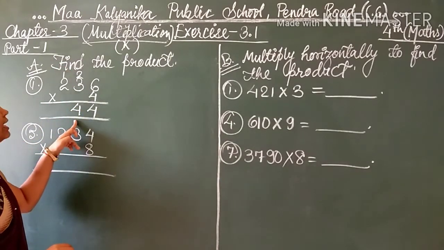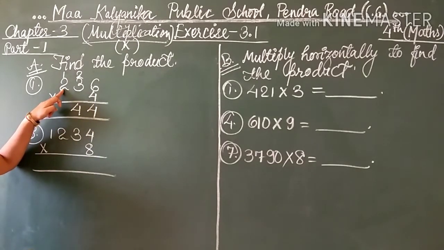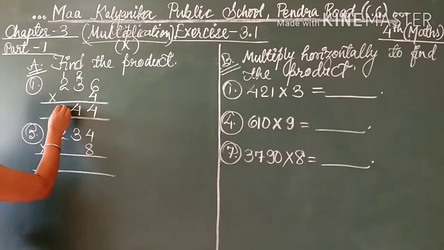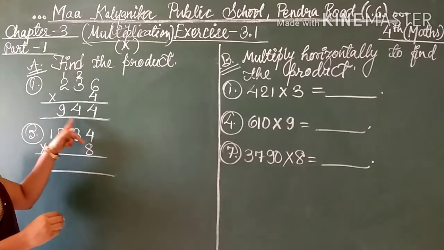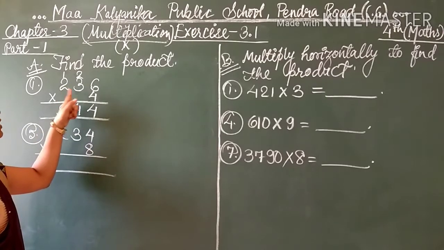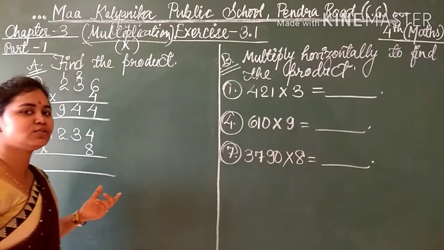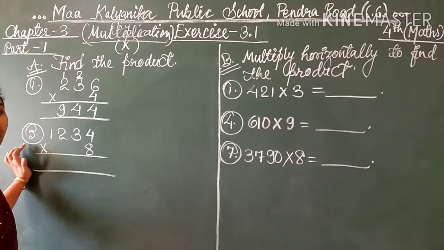Now 4 2s are 8. 8 plus 1 is 9. So 944 we have received as the product of 236 multiplied by 4. Okay students, I hope you have understood. Now we are moving to question number 5.